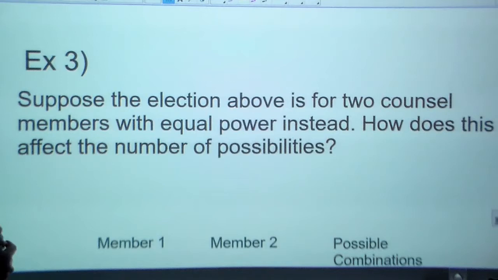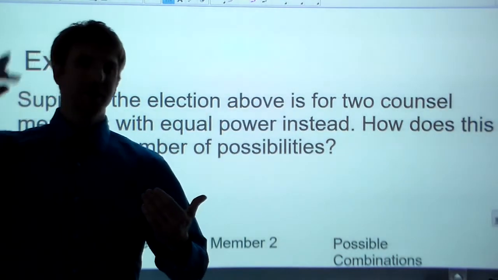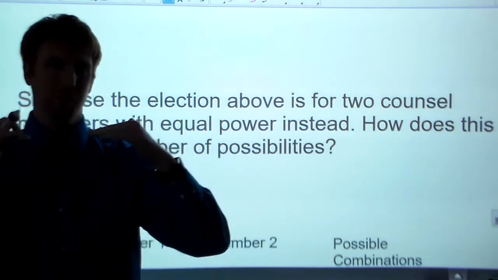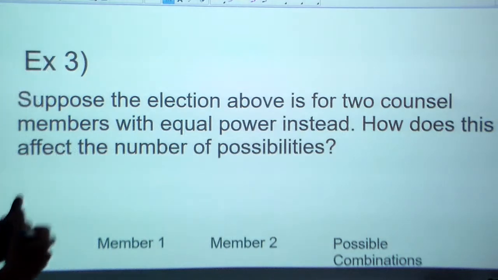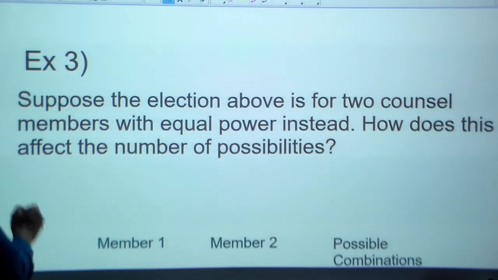Let's say that this is now a student council. There's no longer a president and vice president. They're not 2 separate levels of power. They're equal, 2 council members. They have the same amount of authority as one another. So let's see how that changes the outcome.